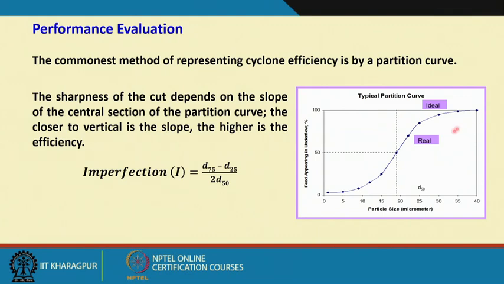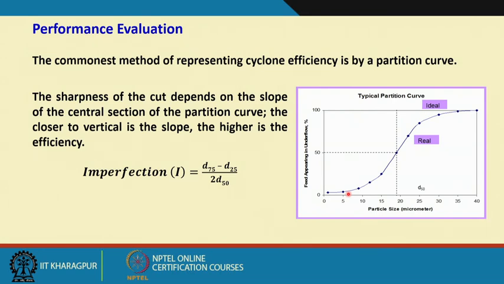So, here what you do? You express the recovery, or the partition coefficient, in terms of how much of a particular size was available in the feed, and how much of that you have recovered into the underflow as a function of size. Then you get a curve like this, what you had observed in the case of industrial screening also. That is called a real curve, that is called a partition curve. So, the commonest method of representing cyclone efficiency is by a partition curve.